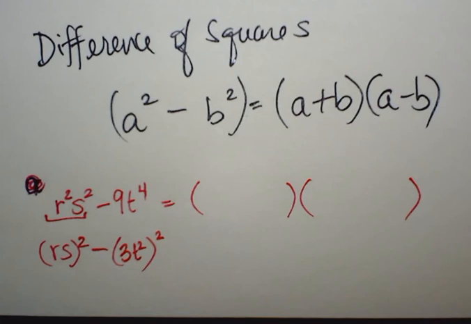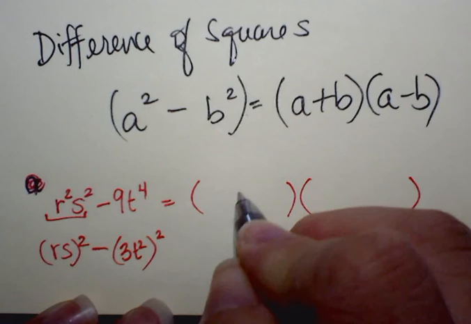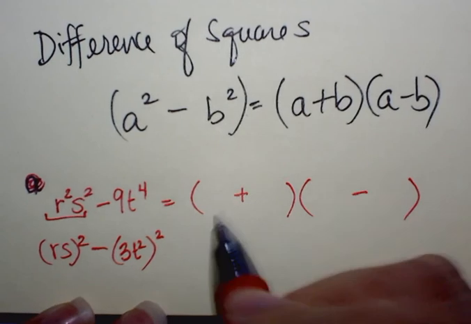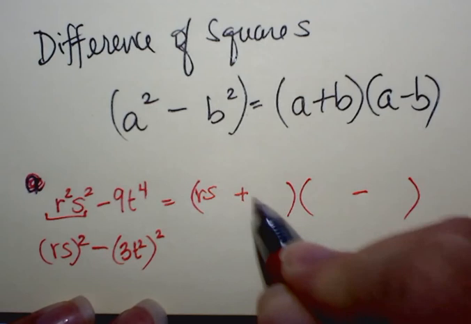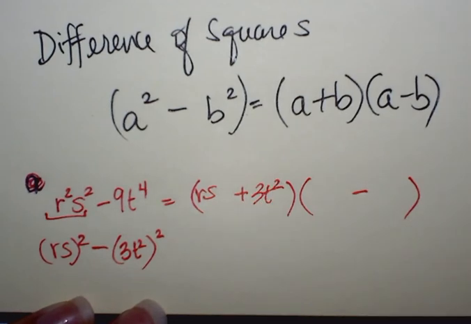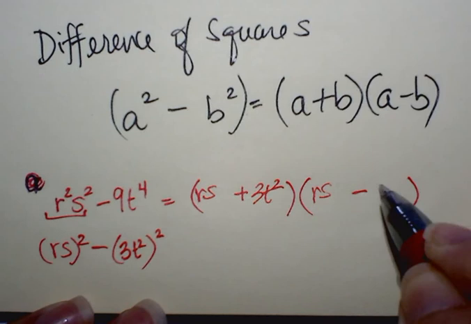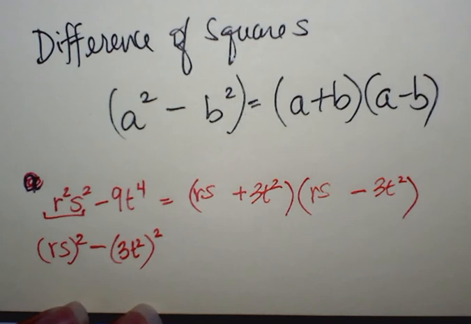So then what's going to be here? It's going to be something plus something times something minus something. What's here? rs plus 3t squared. And here it's rs minus 3t squared. You see how that works? Difference of perfect squares? Okay, remember that.